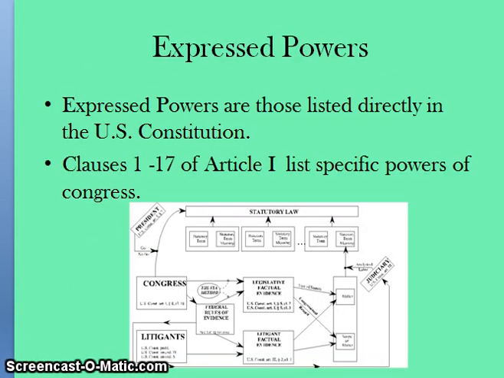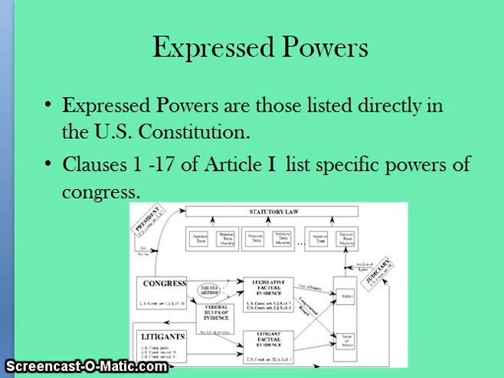Express powers, which is the first one we're going to talk about of those two, are those listed directly in the United States Constitution. So, the Constitution has written out exactly what each branch of government is supposed to be. Remember, the Constitution is kind of like a how-to-build-the-United-States-government do-it-yourself kit. So Articles 1, 2, and 3 talk about the three branches.